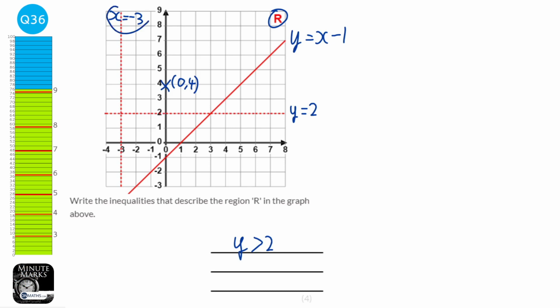Okay, this next one, let's have a look at this. Is that 0 greater than minus 3? Well, yes, it is. So it's going to be x is greater than minus 3. Again, the line is dashed, so it can't be on the line.